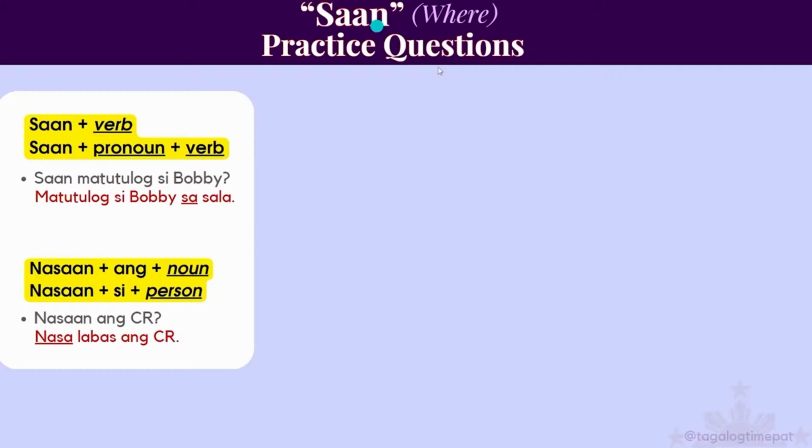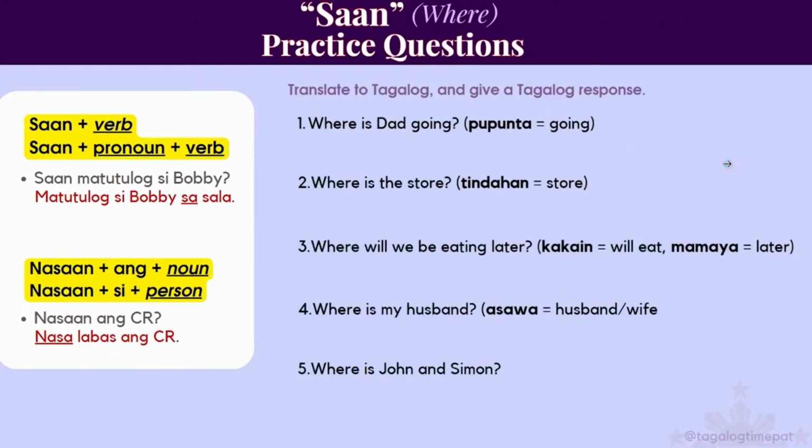Okay, let's put these into use and I think it'll help clarify any questions. So translate these questions to Tagalog. Where is dad going? Pupunta means going. So let's do this one together. Saan, because it's asking about an action.